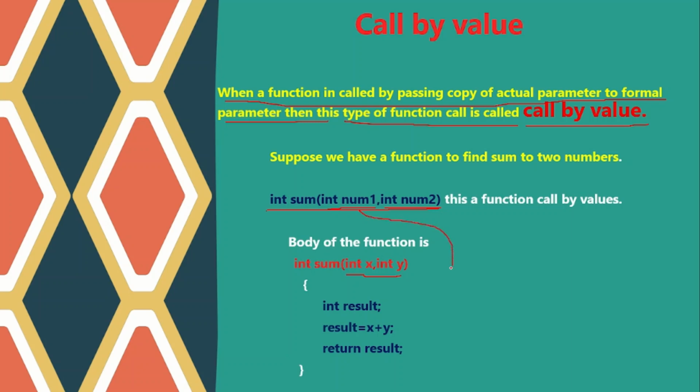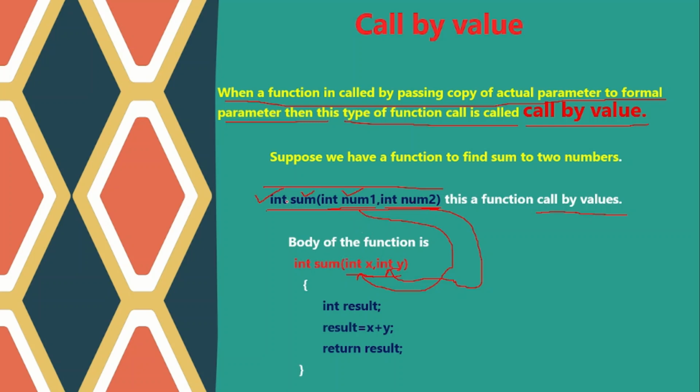When copy of this actual parameter is passed to the formal parameter, then this type of function call is called call by value. This is also called signature of the function, which will have return type of the function. So what kind of value this function will return. This is the name of the function. This is first parameter, its type, its name, comma, second parameter, its type, its name.